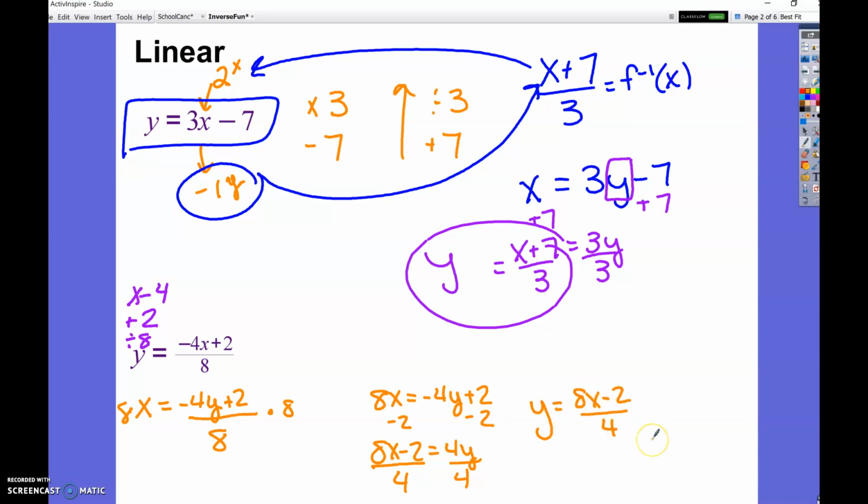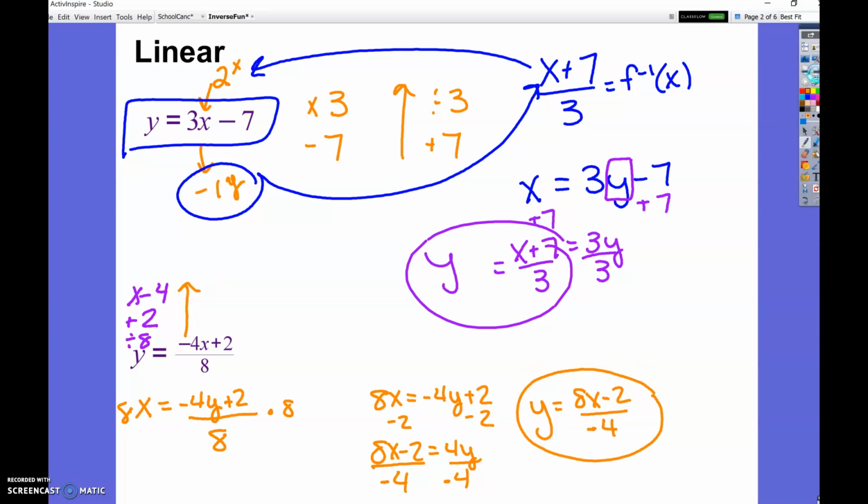We could reduce that, but for now, let's just validate that it does, instead of divide by 8, multiply by 8 first. Then instead of adding 2, it would subtract 2. Instead of multiplying by negative 4, we should be dividing by negative 4. There we go. That would be our correct inverse. So note how you can flip the x and the y and solve for y again, and you have your inverse, but it also follows the rule where we reverse and do the opposite operation.